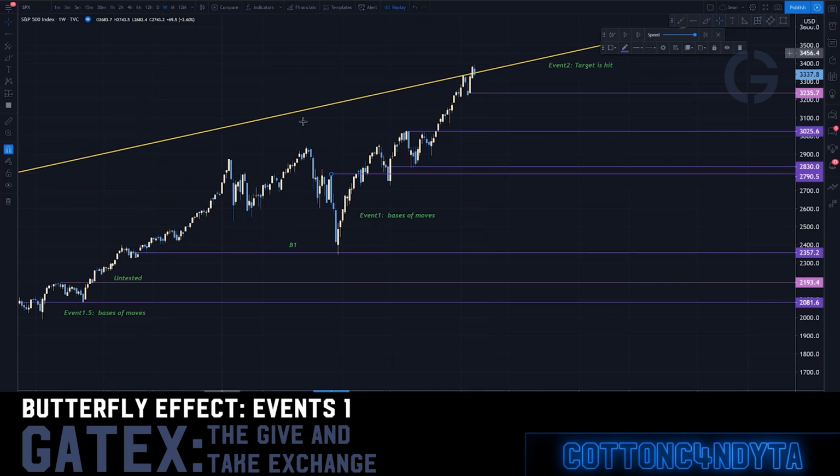Is there anything on the weekly? Yeah, we are on the weekly. So this can't really be the base of a move here. Like there's nothing here that could create this as a base. This could right here. This cannot. Right, so you have a few different moves here, and you have an untested level right here.